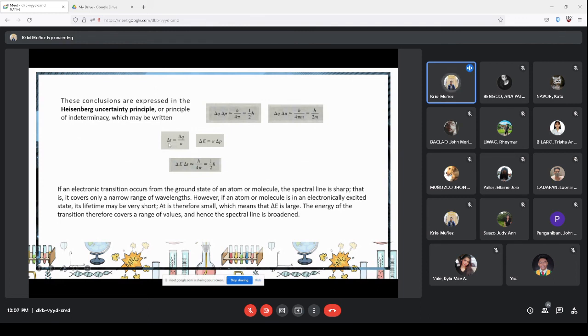Or pwede din natin, class, itingnan yung time. Since we know, class, that the change in time is just the change in position per unit velocity. Kung gusto mong malaman yung change in time, kailangan mo lang i-check yung naging change in position niya at yung kanyang velocity, right? So, because velocity is just your position per unit time. So, we have delta T is equal to delta Q over U. And delta E, class, is U times delta momentum. Tama ba?